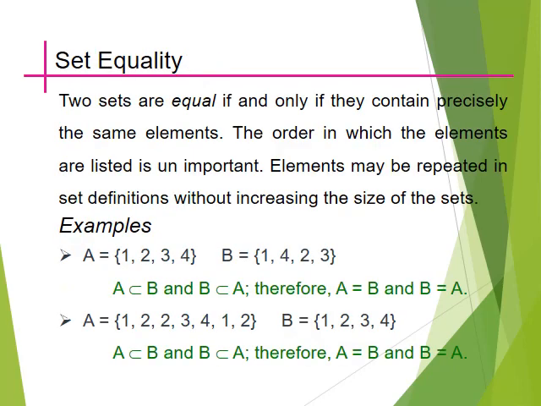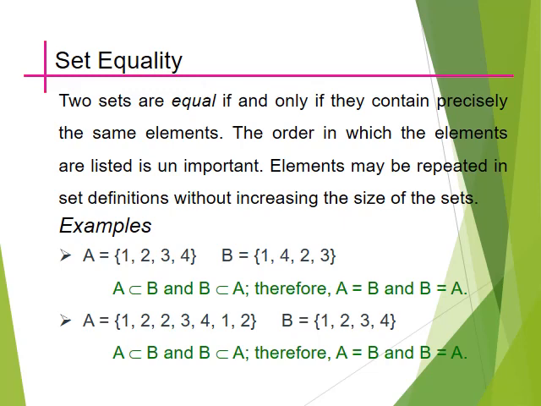This is the notation for set equality. Two sets are said to be equal if and only if they contain precisely the same elements. The order in which the elements are listed is unimportant. Elements may be repeated in set definitions without increasing the size of the set.